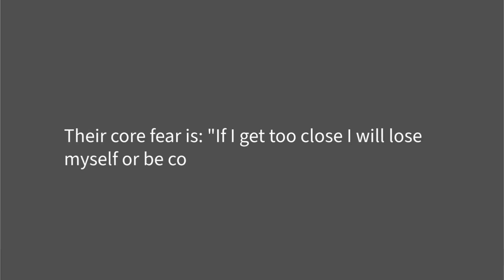So how do they behave as adults? Avoidant adults value independence above all else. They often use deactivating strategies when intimacy gets too close. For example, pulling away emotionally, focusing on their partner's minor flaws, or focusing excessively on work. Their core fear is, if I get too close, I will lose myself or be controlled.